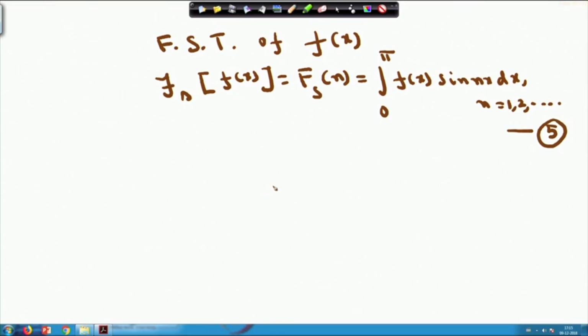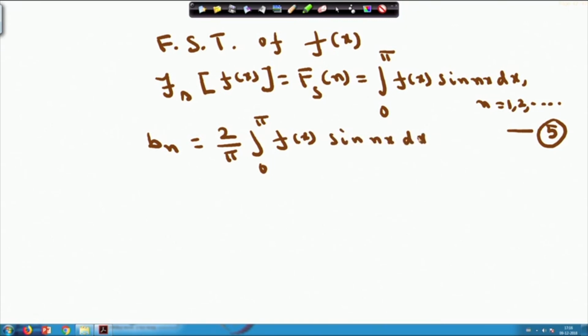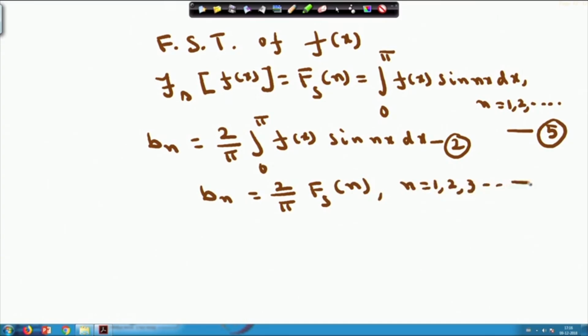So, if you compare equation 2 and equation 5, please see, your equation 2 was b n equals 2 by pi integral 0 to pi f x into sin n x dx. This was your equation 2. So, if I compare this equation 2 and equation 5, then I can write down b n equals nothing but 2 by pi into Fourier sine transform of n, where n varies 1, 2, 3 like this way.